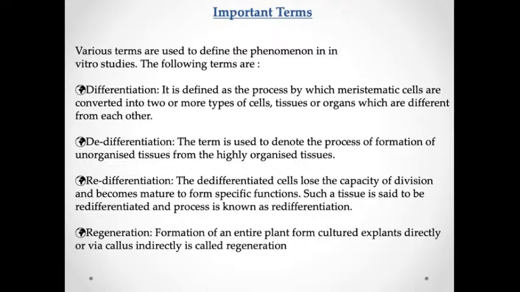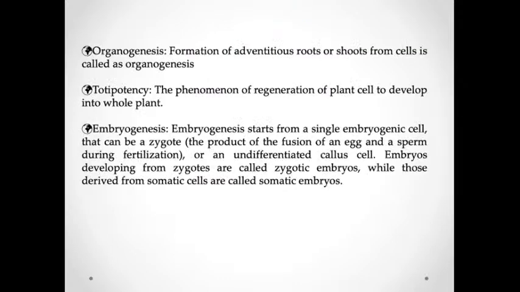And de-differentiation denotes the process of formation of unorganized tissues from highly organized tissue. An unorganized tissue is formed from your highly organized tissues. Whereas redifferentiation is when the de-differentiated cells lose the capacity of division and mature to take on specific functions. So these cells are known as redifferentiated and the process is termed redifferentiation. And regeneration is the forming of an entire plant from the explants via callus or directly.